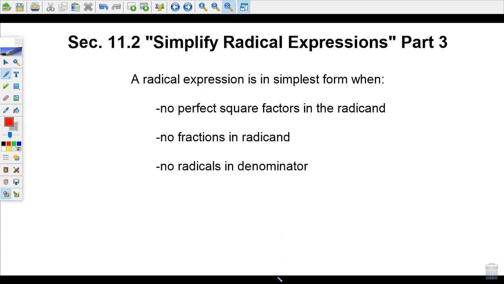In part 1 and part 2, we talked about the first condition being met, no perfect square factors in the radicand. In part 3, we're going to talk about the next two. So no fractions in the radicand, no radicals in the denominator. Those are two other conditions that would put a radical expression in simplest form.